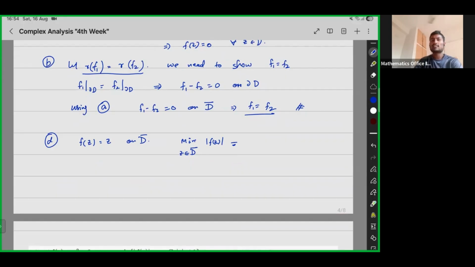The modulus of any number is bigger than or equal to 0. So the minimum is 0 because 0 belongs inside D, right? What is the minimum when you take it on the boundary?